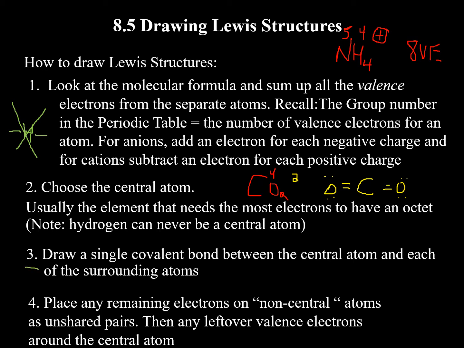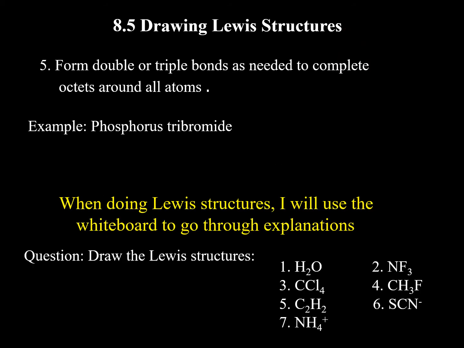Step 3, we draw a single covalent bond between the central atom and each surrounding atom, and then step 4, we place the remaining electrons on non-central atoms, called lone pairs, and then whatever is left over we put on the central atom. And in the 5th step, if we need to add double or triple bonds to satisfy our octet rule, use up our total valence electrons, etc.